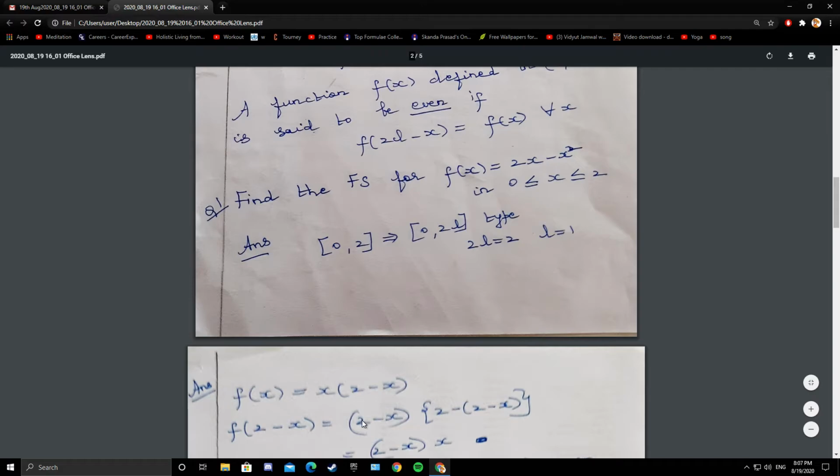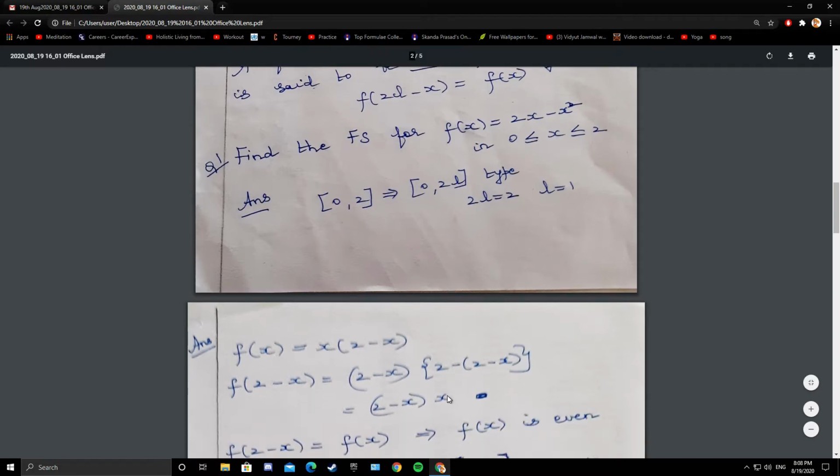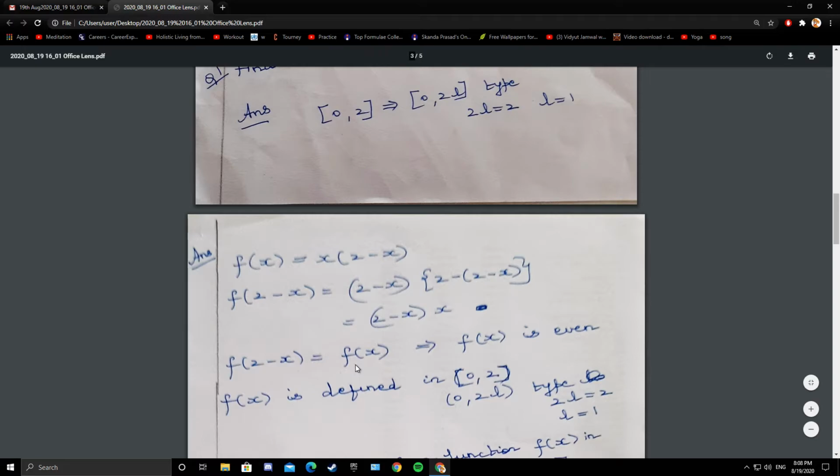So this x becomes 2 minus x, and here 2 minus of 2 minus x, that is x, into 2 minus x. So you have f of x as x into 2 minus x, and f of 2 minus x as 2 minus x into x. From these two, f of 2 minus x is the same as f of x, therefore it is an even function.